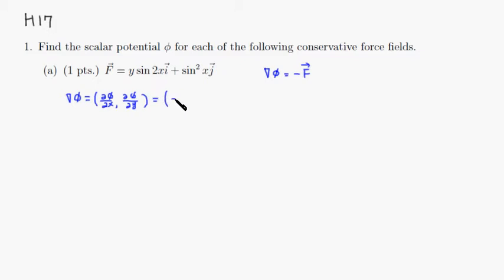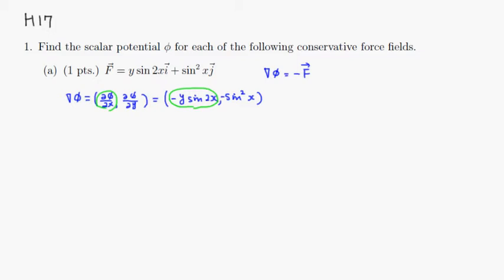So it's going to be negative y sine of 2x, comma, and sine squared of x. Alright, so let's match these up. Oh, actually I forgot the negative sign, didn't I? So here. Alright, we're going to match the partial derivative of phi with respect to x with this one.